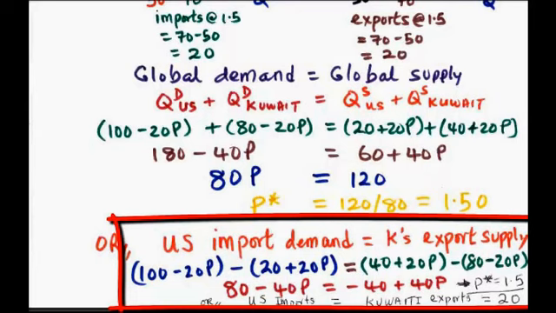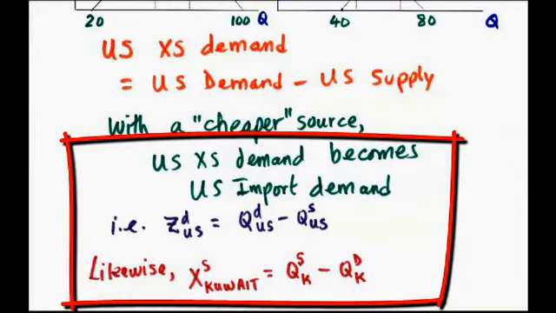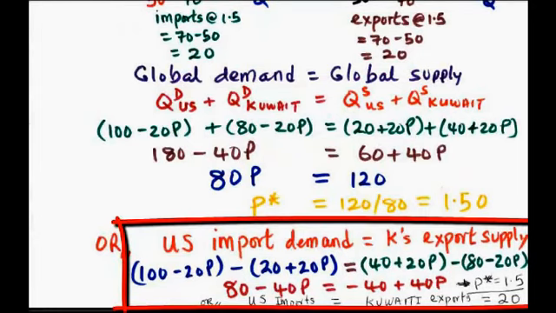In order to get the US imports, if you look at the graph, the imports is really the excess demand. Once the price falls below 2, there's an excess demand, which is imports. And the Kuwaiti exports is really the excess supply. So another way of saying this is the excess demand for oil in the US is equal to the excess supply in Kuwait. To get the excess demand, we subtract supply from demand in the US. And then we come up with 100 minus 20 is 80, minus 20p minus 20p equals minus 40p. And that's the import demand equation.